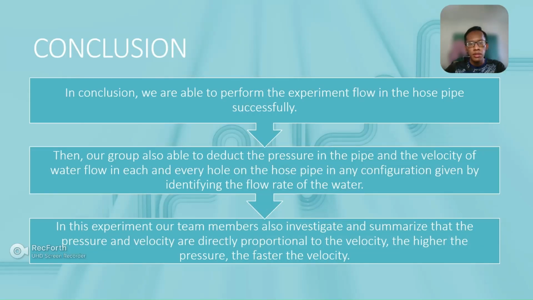So the conclusion is we are able to perform this experiment of flow in the hose pipe successfully, and our group is also able to deduce the pressure in the pipe and the velocity of water flow in each and every hole on the hose pipe in any configuration given by identifying the flow rate of the water. In this experiment, our team members also investigated and summarized that the pressure and the velocity are directly proportional. The higher the pressure, the faster the velocity. That's all from me. Thank you.